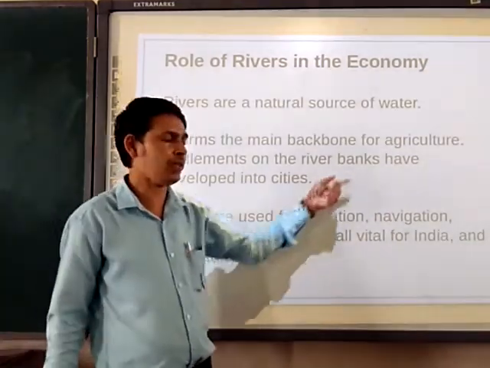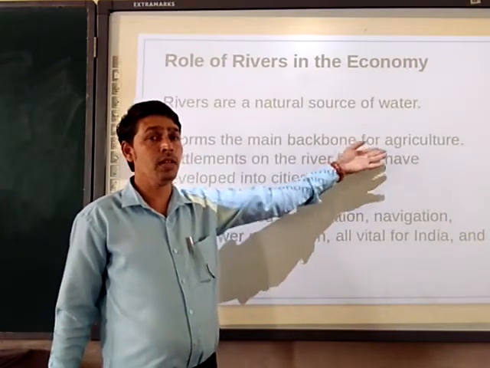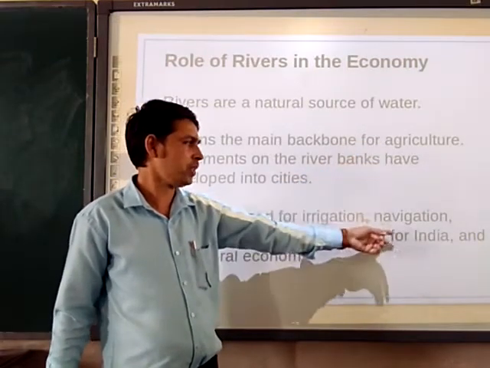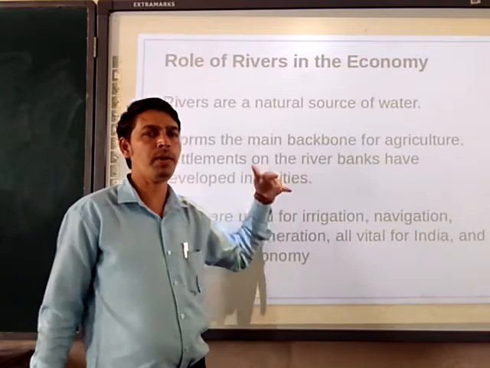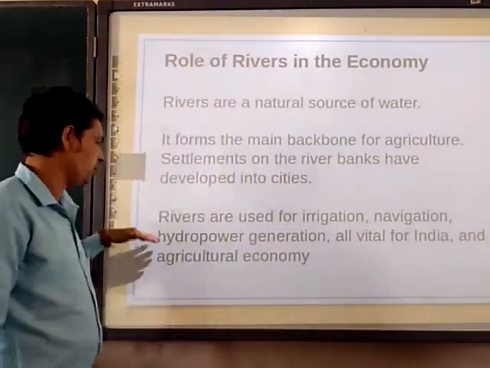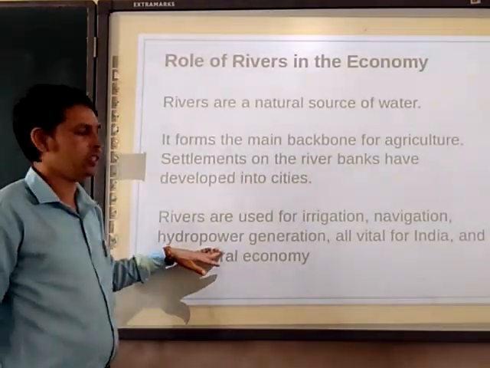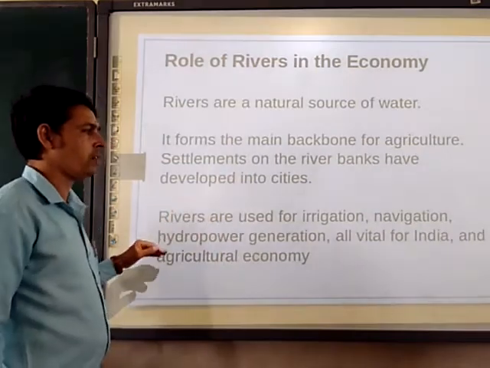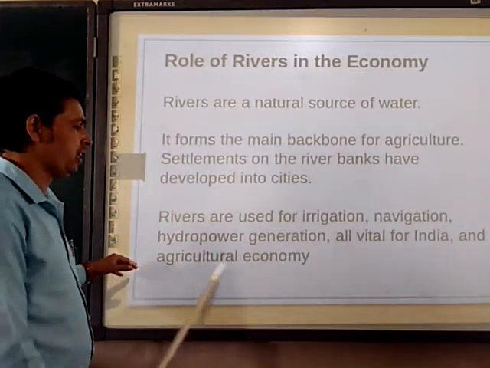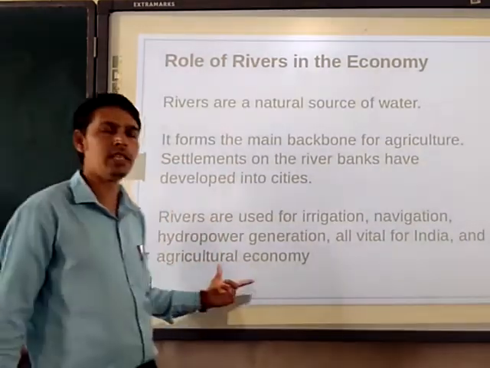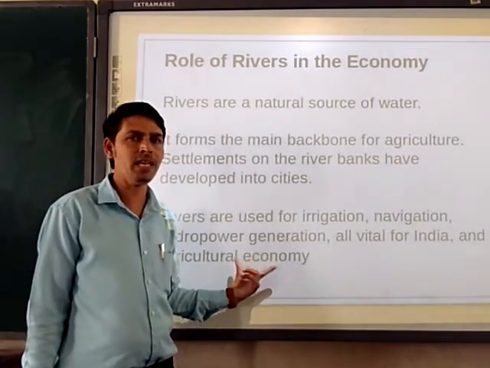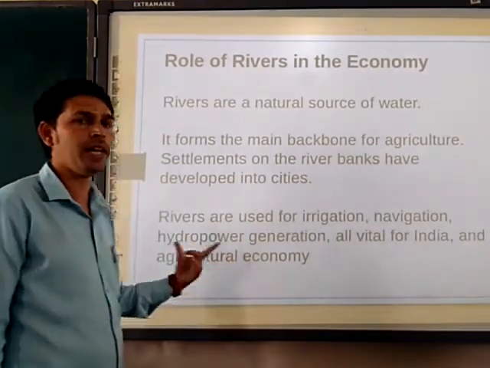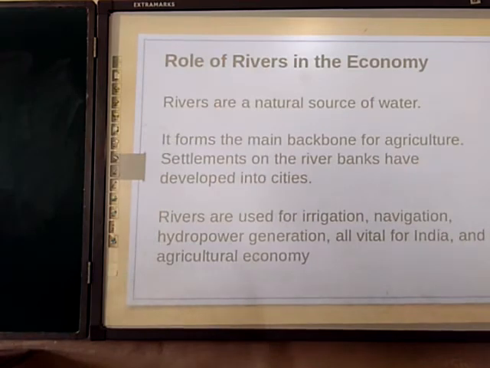That means in the agriculture field we are watering the crops. Then navigation, moving from one place to another with the help of water. Then hydroelectricity generation, and all are vital for India's agriculture economy, as I stated to you in the primary sector. It is very, very helpful.